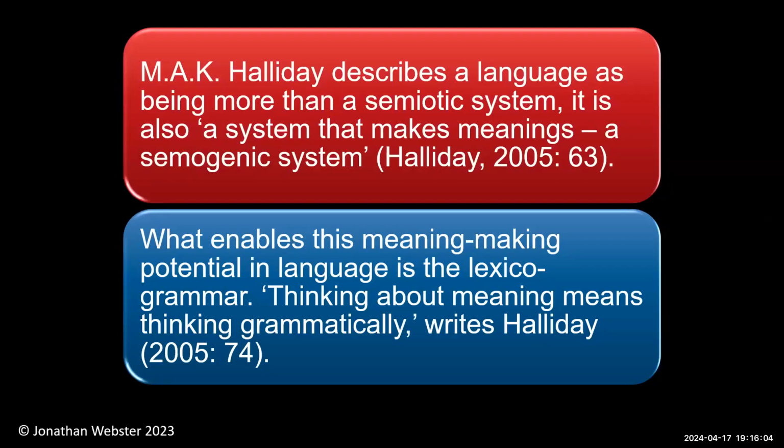So what is a language? A language is a semiotic system. It is a system of meaning. Are there other semiotic systems? Yes. The traffic lights that you see. Red means stop, green means go. That's a semiotic system. The clothing that you wear is a semiotic system.